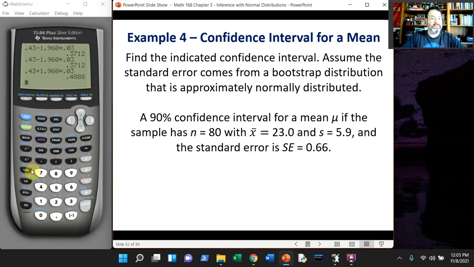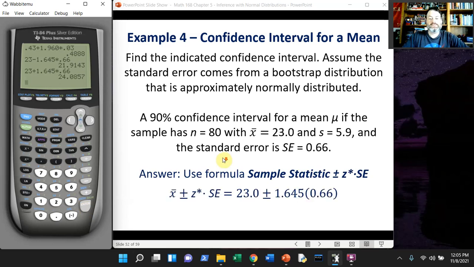So as you can see, this is going to be very, very simple once you get the hang of it, right? So sample statistic. Again, I'm doing the minus part first. It doesn't matter which part you do first. And then 1.645 times 0.66. And then I'm going to do it again, just with a plus. Again, don't forget to round. 3 decimal places. You just follow the homework for what you're supposed to round.